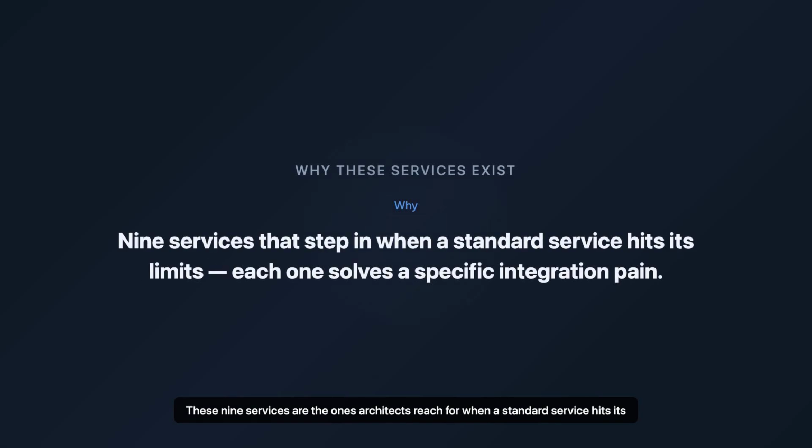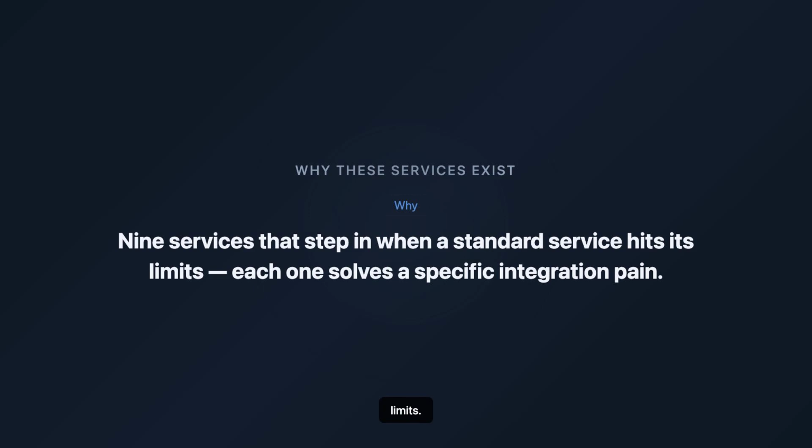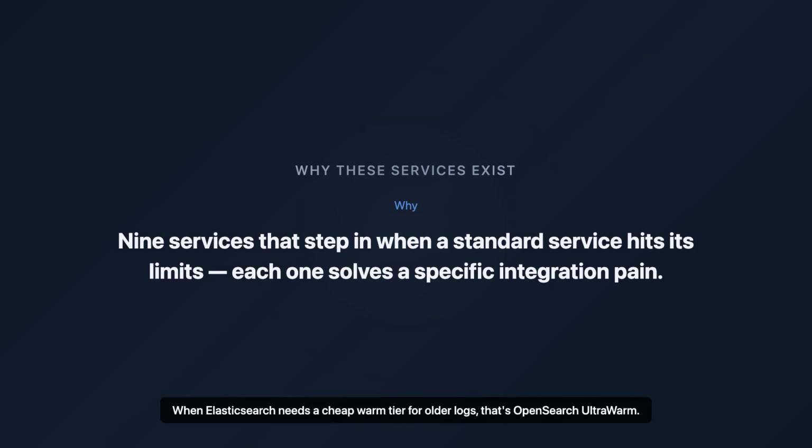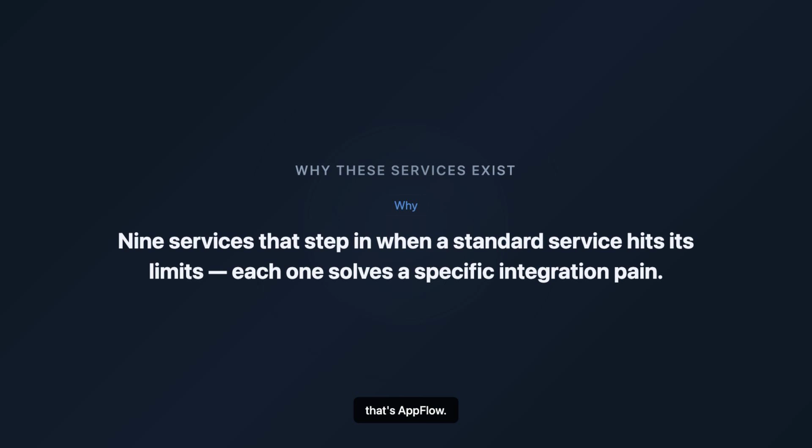These 9 services are the ones architects reach for when a standard service hits its limits. When an S3 upload needs an SFTP facade for external partners, that's Transfer Family. When Elasticsearch needs a cheap warm tier for older logs, that's OpenSearch UltraWarm. When Salesforce data needs to land in Redshift without a single line of code, that's AppFlow. Each one exists because Amazon Web Services recognized a recurring pain point and turned it into a managed product.